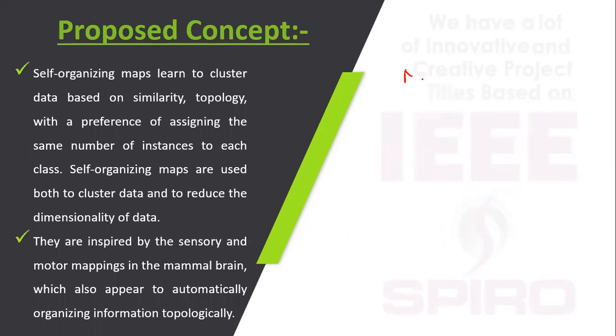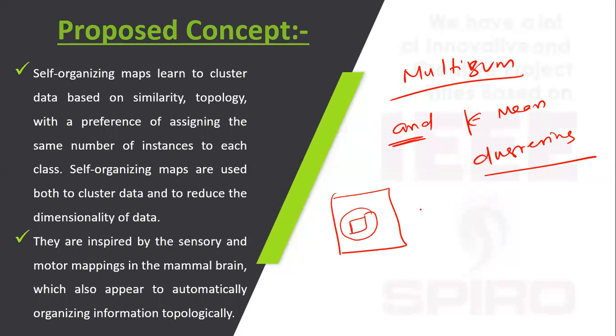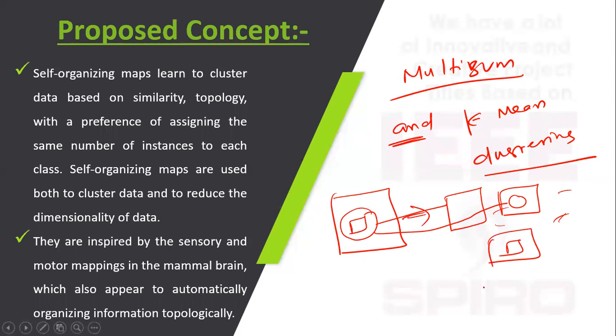Proposed concept: multi SVM and k-means clustering. So first of all, what is clustering? Clustering is a type of unsupervised learning. It will be clustered with the different pixels. Like this is a first image, this is a round image, and finally this is an image. These are the cluster types. So the cluster will be made with the help of pixel values.